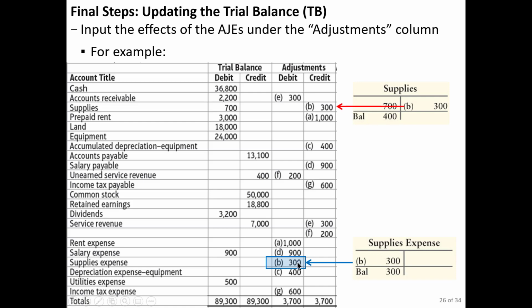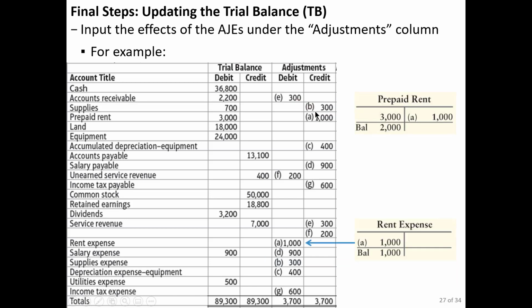Supplies, we consumed supplies of 300. We therefore updated our supplies account for 300. We consumed rent. We had to adjust our prepaid rent asset.